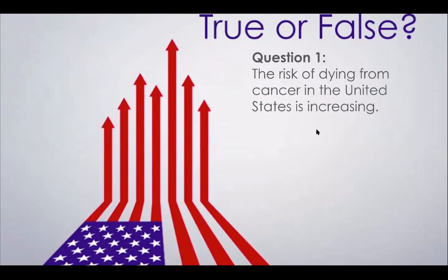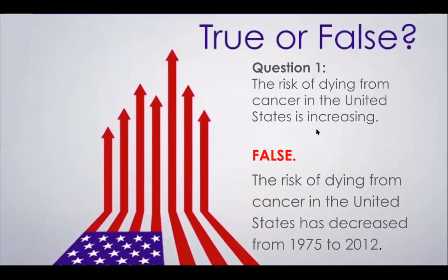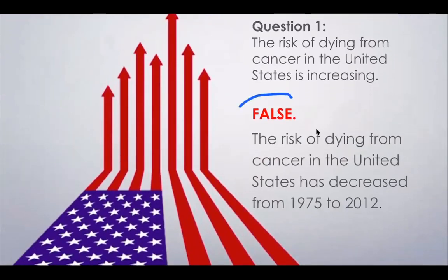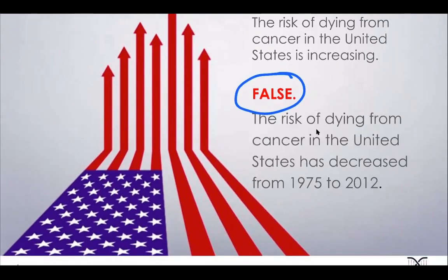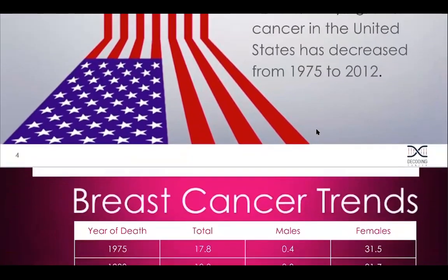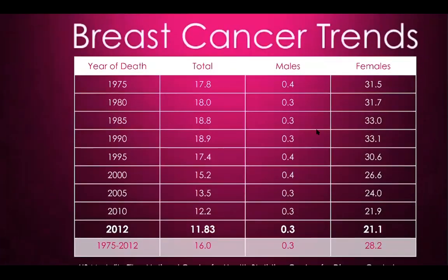The risk of dying from cancer in the United States is increasing, and this image is actually deceiving because the actual answer is false. The risk of dying from cancer in the United States has decreased from 1975 to 2012, mostly because of preventative measures. There's definitely certain habits like smoking that are becoming less common that were very tied to common forms of cancer, lung cancer in particular. But also our treatment is getting a lot better, right? So people who are diagnosed with cancer are dying from it less often.